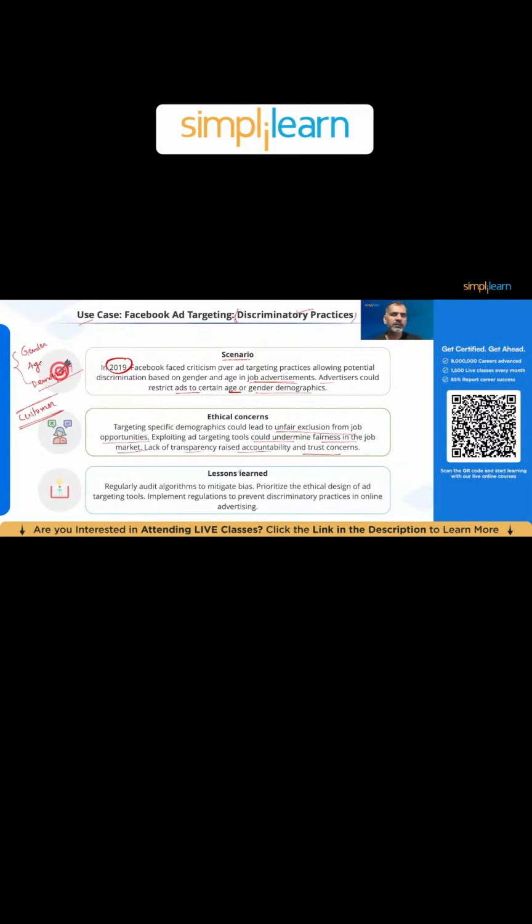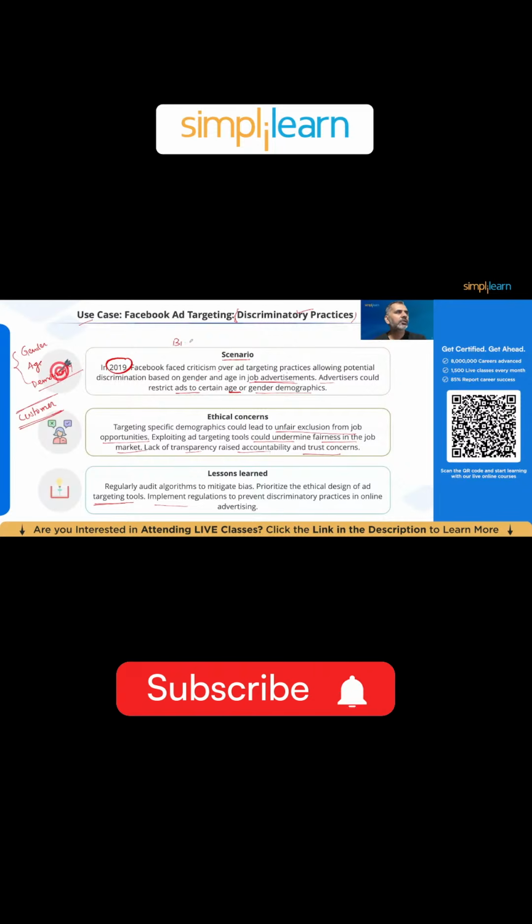And from this, what lesson is learned? You have to regularly audit algorithms to mitigate the biases. You have to identify how you can make it better, how you can prioritize ethical design for ad targeting tools. Whenever we talk about such filters, they should not be very harsh, or they should not be in practice. If you are flowing an ad, it should flow to everyone, and everyone should get an equal opportunity to see that ad, guys.